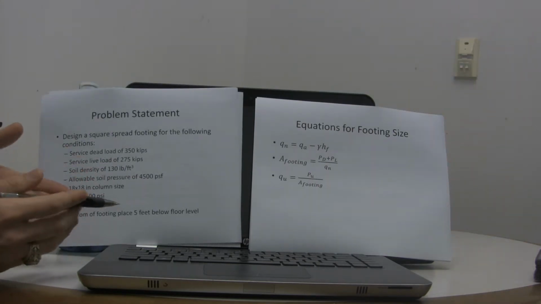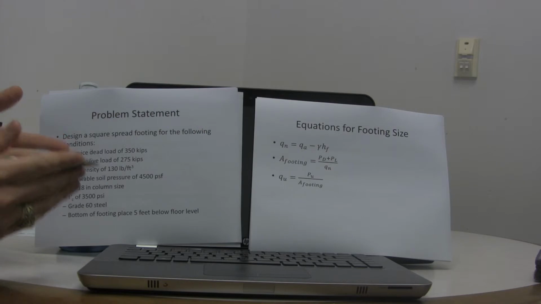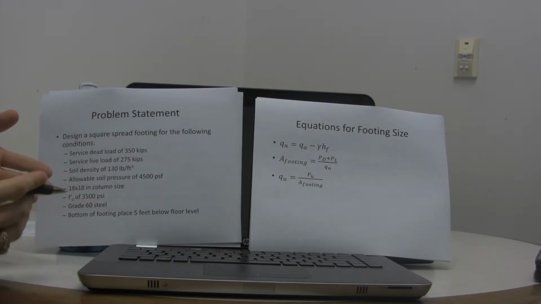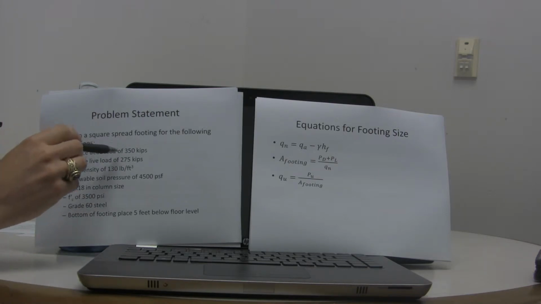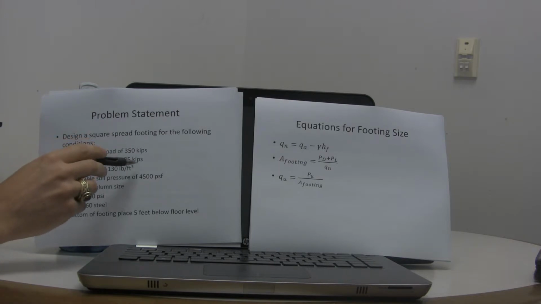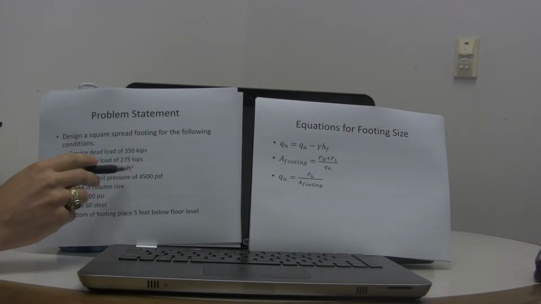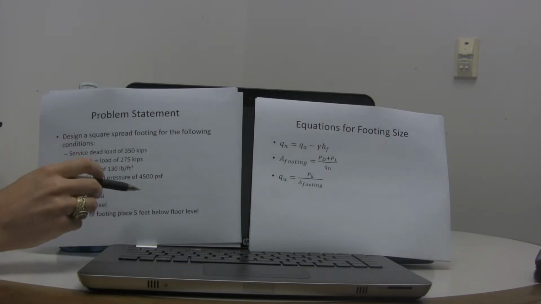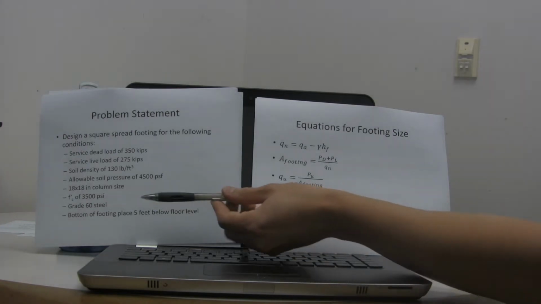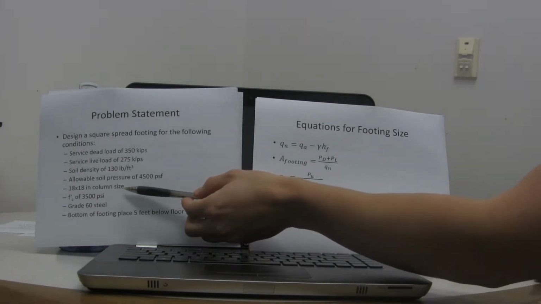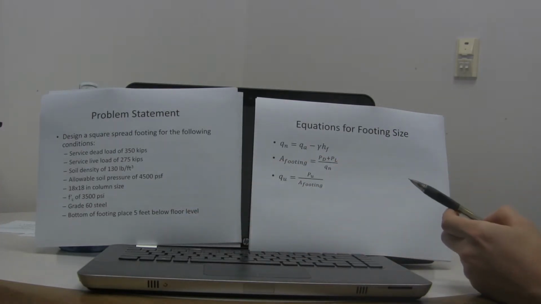Now that we've talked a little bit about what happens, we're going to practice this with a problem statement. We have been given the task of designing a square spread footing for the following conditions: the service dead load is 350 kips, the service live load is 275 kips, with a soil density of 130 pounds per cubic foot. Further, we have an allowable soil pressure of 4,500 pounds per square foot. The engineer has designated that the column be 18 inches by 18 inches.